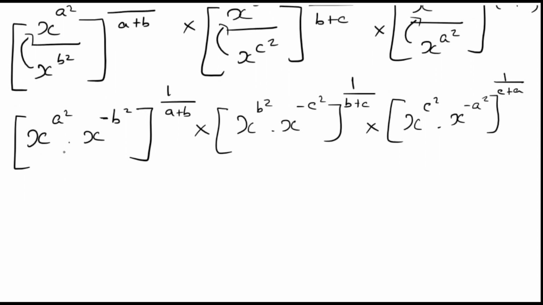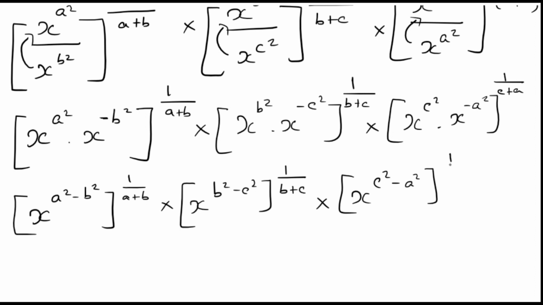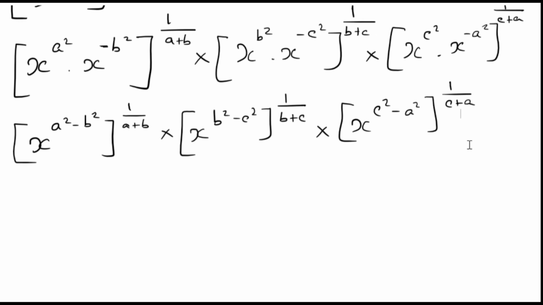Now the bases are same, so the powers can be added. So x to the power a square minus b square, the whole to the power 1 divided by a plus b into x to the power b square minus c square, the whole to the power 1 divided by b plus c into x to the power c square minus a square, the whole to the power 1 divided by c plus a. Now I'm multiplying the powers.